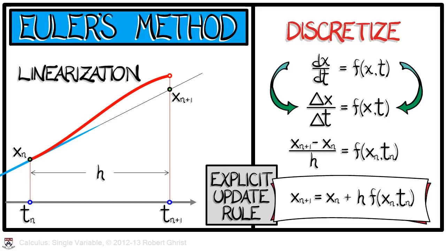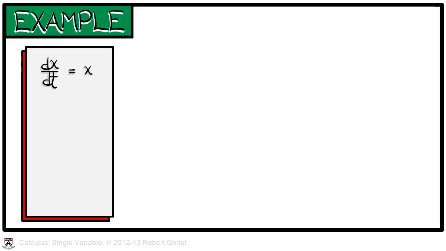At heart, Euler's method is a linearization. So why does it work? Well, it works because we repeat this at each time step, linearizing and approximating as we move from time step to time step. Let's look at a simple example, a differential equation that we already know how to solve.